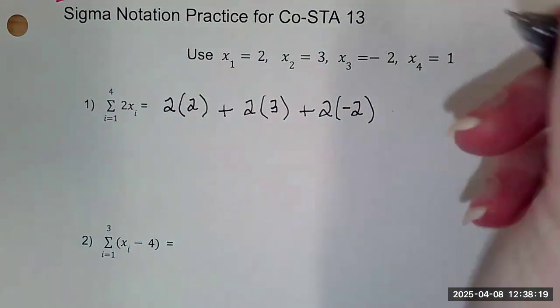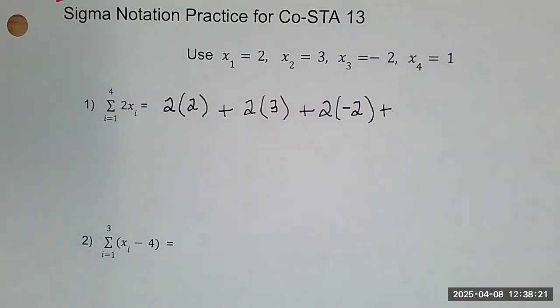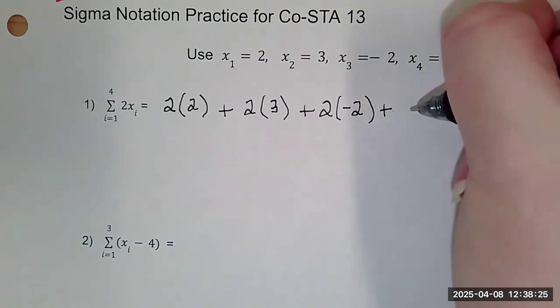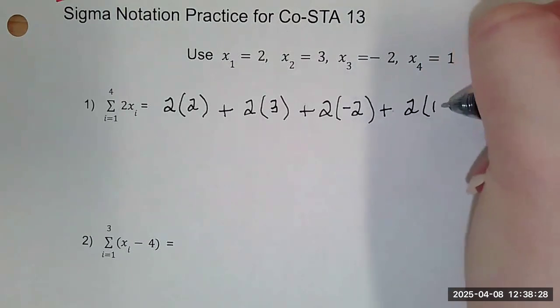And then because it's summation notation, we're going to do the fourth one now. And the fourth one is 1. So we're going to do 2 times 1.